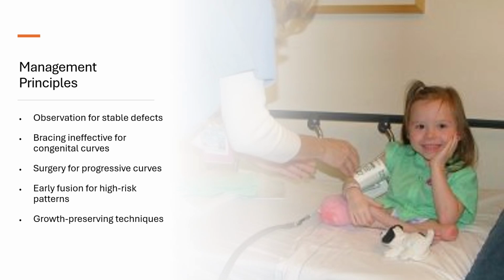Surgery becomes necessary for progressive curves because the underlying mechanical disadvantage will continue driving deformity throughout growth. Early fusion for high-risk patterns like unilateral bars or mixed defects prevents the development of severe, rigid curves that become increasingly difficult to correct. Growth-preserving techniques like growing rods or VACTERL devices help maintain spinal length while controlling deformity in young children, allowing continued growth before definitive fusion becomes necessary.